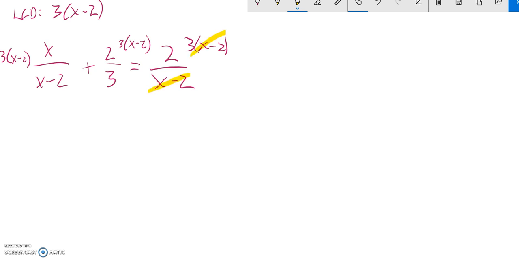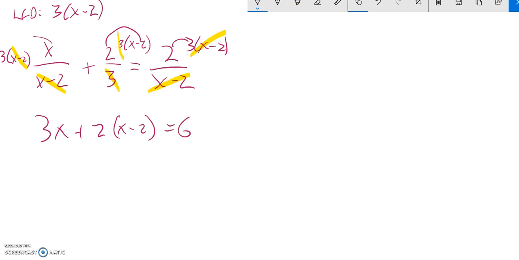So those divide out, those divide out, and those divide out. So that leaves me with here 3 times x, which is a 3x. Here 2 times x minus 2, and here 2 times 3 is 6. So to solve that, distribute that into there. 3x plus 2x minus 4 equals 6.